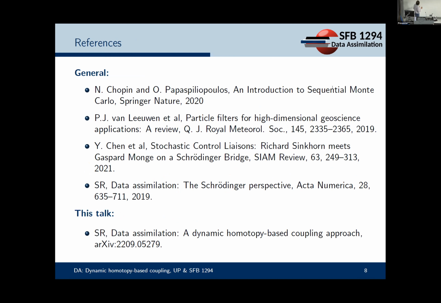Particle filters: a wonderful book by Nicolas Chopin, on particle filters in very high dimensions. There's an overview from a few years ago. If you want to know about Schrödinger bridges and optimal transportation, there's a very nice SIAM Review article. I really recommend this. And I myself wrote something saying that data assimilation should really be Schrödinger, also a few years ago. And then for the talk, if you want to read the details, because it's definitely going to be very fast now, it's an arXiv paper which was just uploaded a few weeks ago.